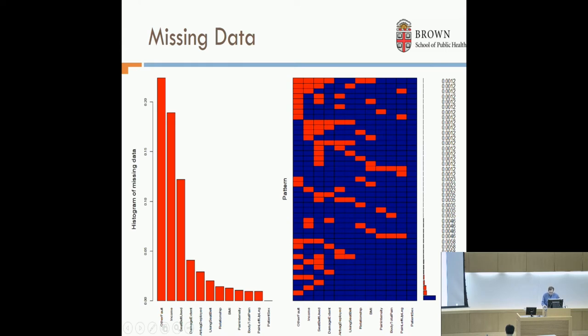The largest one was here, which was, I forgot what it was. The other one was income, that is usually pretty big, and so on and so forth. So we need to fill in this data set. Otherwise, we're going to throw out 50% of our population, which is a pretty large number.